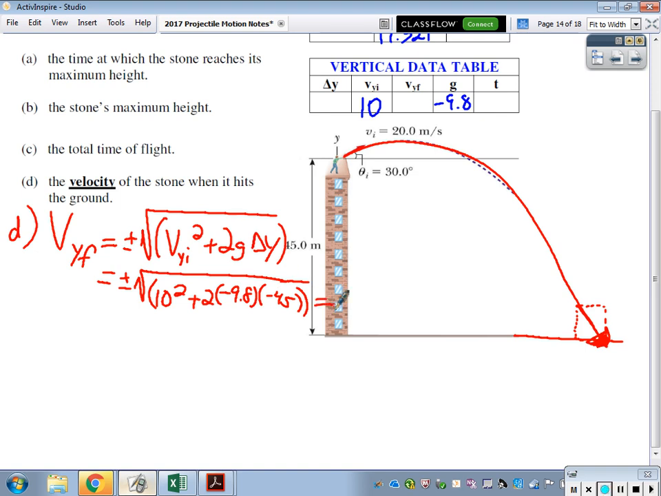Why are we using the negative 45? Because if we're using the launch velocity component of positive 10, that's our starting point in terms of our data. Where's our finish point in our data? At the ground level. That's why we need to use the negative 45.